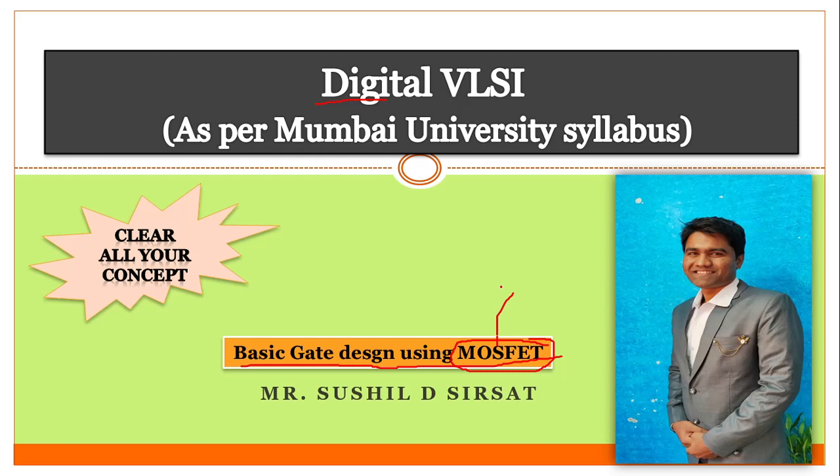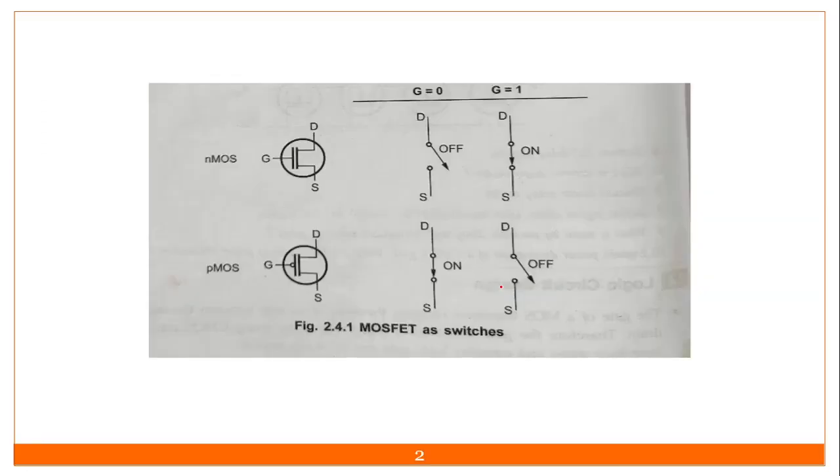So without wasting time, we'll start with the concept, that is nothing but MOSFET as a switch. There are two types of MOSFET, N channel MOSFET or P channel MOSFET. As far as MOSFET is concerned, I will say that N MOSFET, the symbol is like this one, like JFET, but there is a gap in between these two, and this is nothing but P MOSFET.